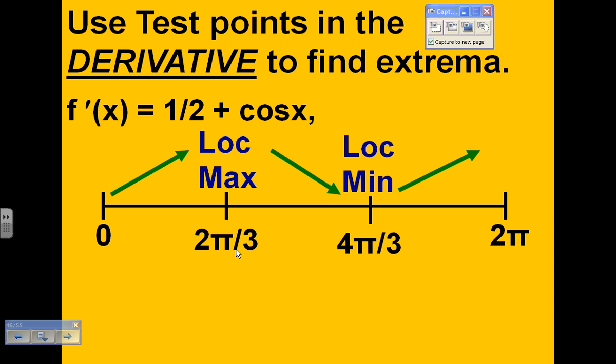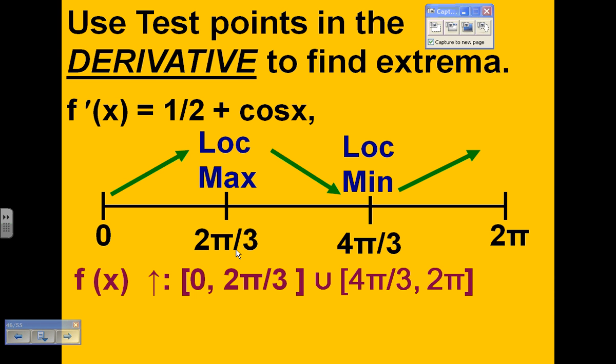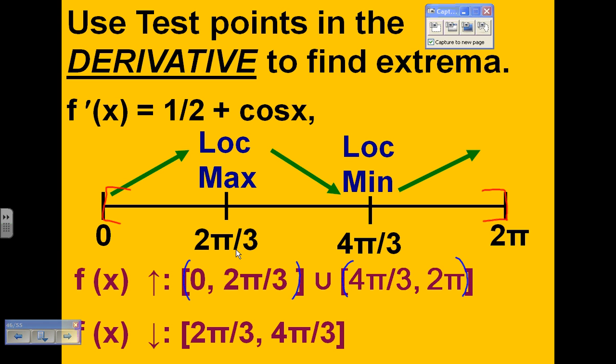And then what mode does your calculator have to be in to graph it out? Radians. Okay? So you have to be in radians for everything. All right. So increasing from 0 to 2 pi over 3 and 4 pi over 3 to 2 pi. Again, I would have parentheses. I wouldn't put brackets because, well, I shouldn't have, but the book does. I would still use parentheses. Okay? And then decreasing from 2 pi over 3 to 4 pi over 3. I'm not going to mark off, of course, but anyway, get the idea.